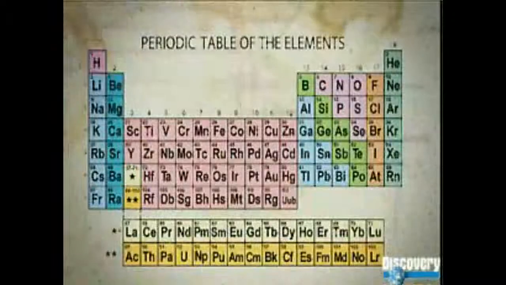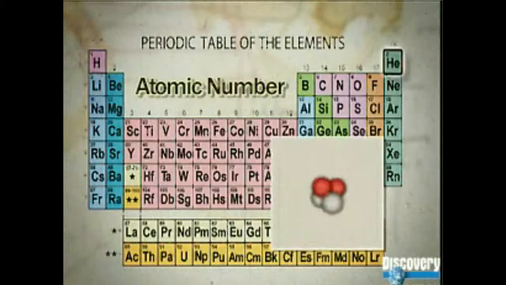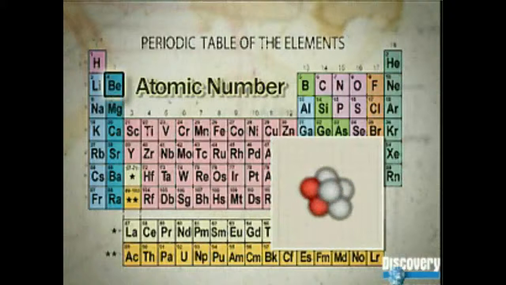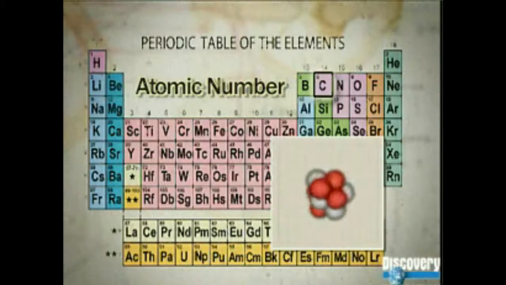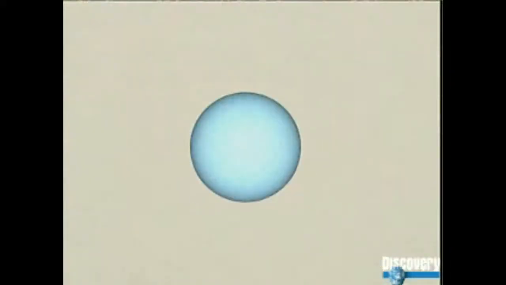The elements are listed in order of their atomic number, which represents the number of protons in an element's nucleus. In its normal or ground state, this nucleus is surrounded by an equal number of electrons. As the atomic number increases, generally so do the size and mass of the atom.